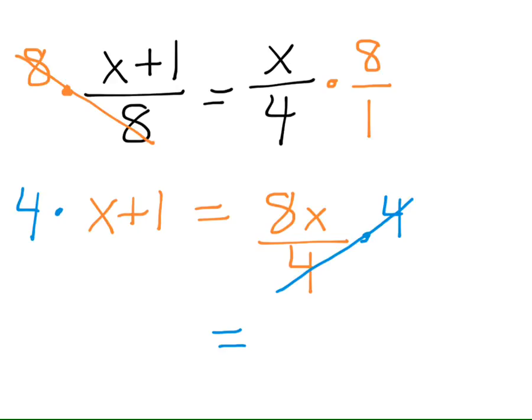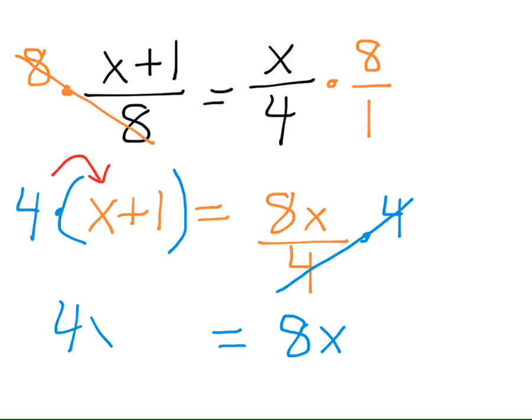But here's the difference. You have to multiply all of this by 4, right? So I'm going to put this in parentheses to remind me that I need to take 4 times all of that. Whatever I do to one side, I have to do to the other. On the right side, now I'm just left with 8x. On the left side, I need to go ahead and distribute this 4. I need to multiply it to everything. So 4 times x is 4x, and 4 times 1 is going to give me positive 4.